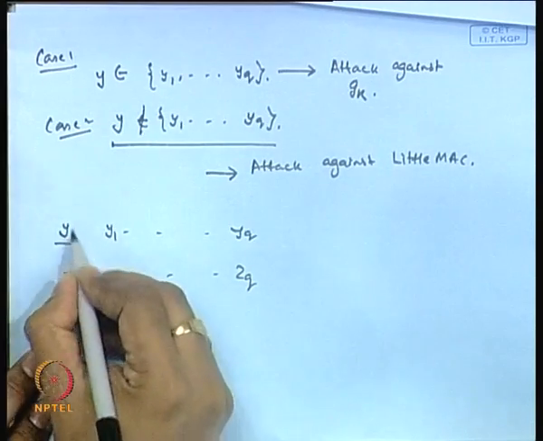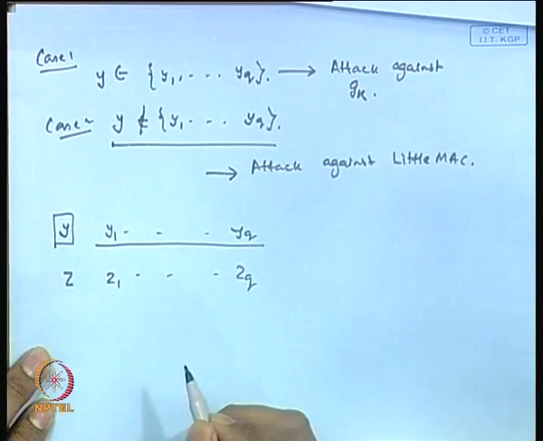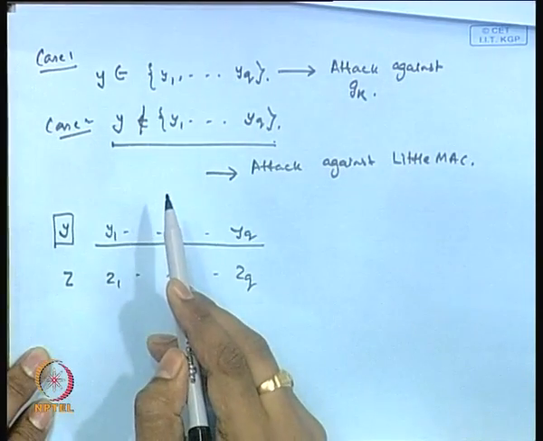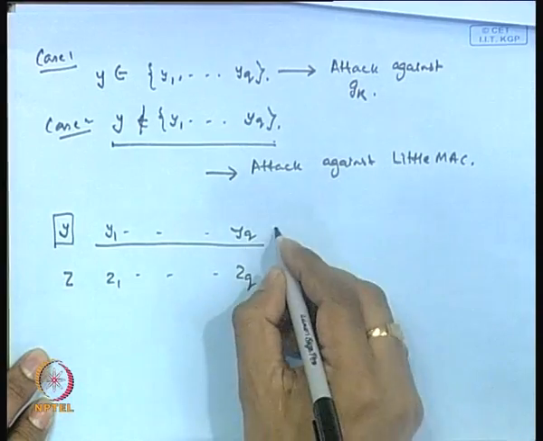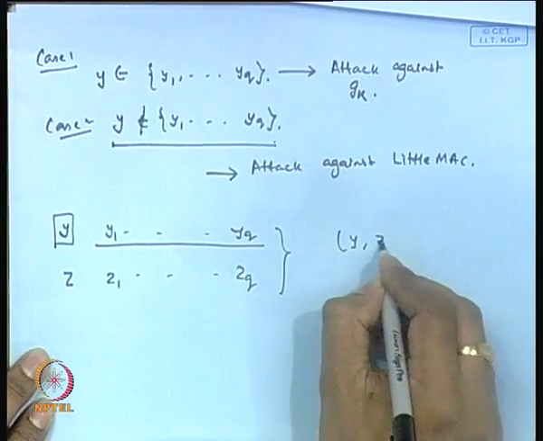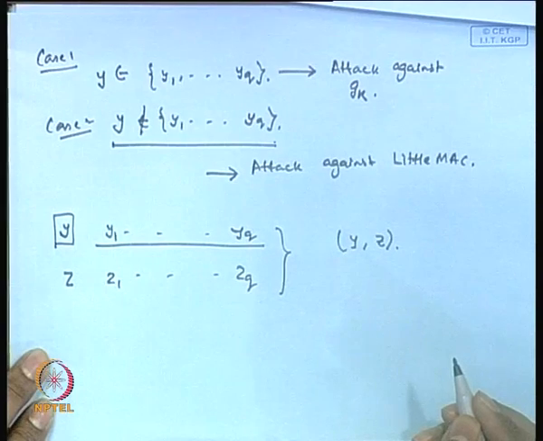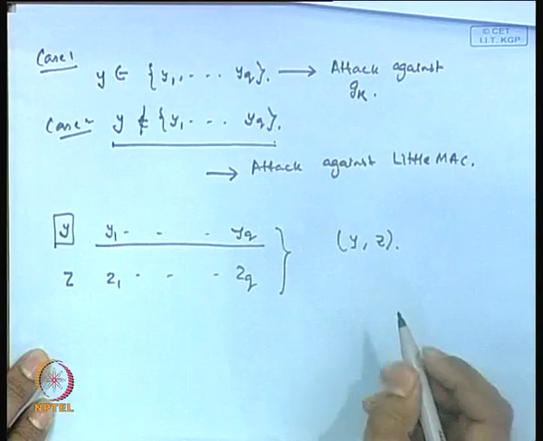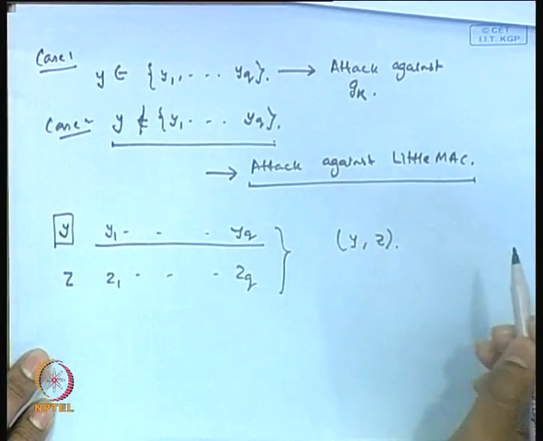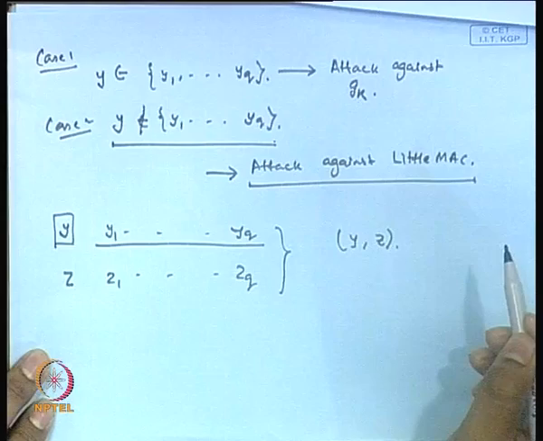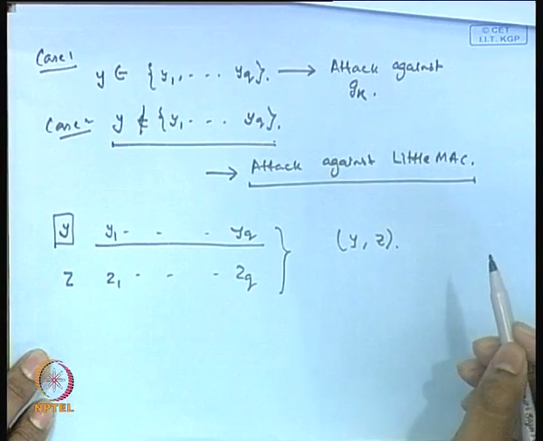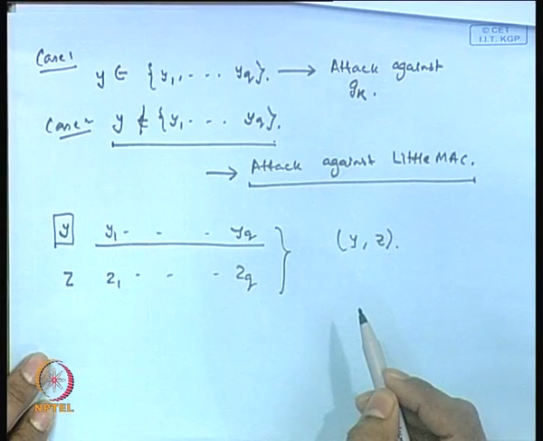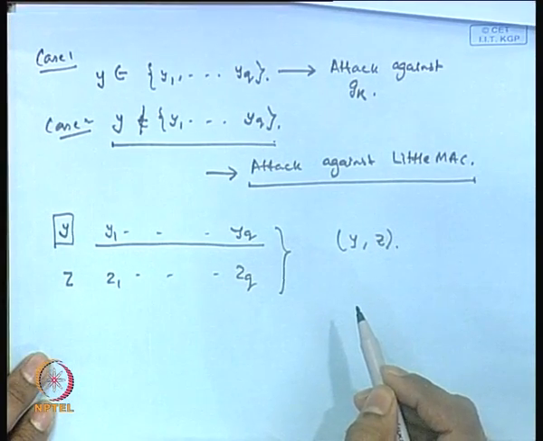Now y does not belong to any one of y1 to yq under this case. So this attacker can report y comma z as a valid pair, and y is a different input message. Therefore this is an attack against the little mac. Do you see that? Shall I repeat this?